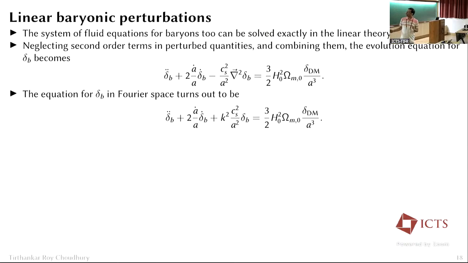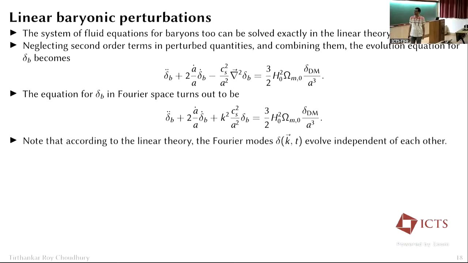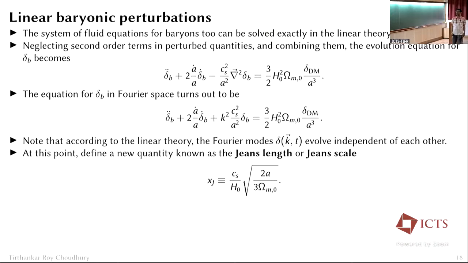You can go to Fourier space and write the equation. What will happen in Fourier space? All the terms will remain the same, except this derivative with respect to spatial coordinates will be replaced by k square with a minus sign. Every derivative picks up a factor of i times k in Fourier space. That's the property of the Fourier transform. So this is the equation in Fourier space. Now what you see first is, according to linear theory, the Fourier modes evolve independent of each other. For each value of k, you solve this equation and it will not mix one k with another.